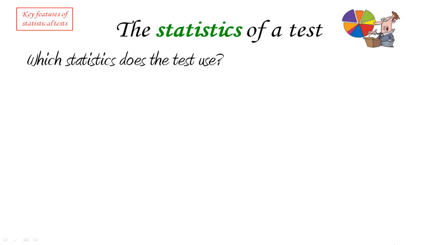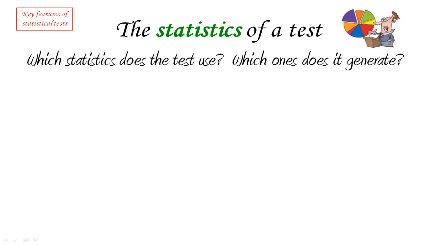First of all, which statistics does the test use? In the number crunching part, although we're not going to look at how the number crunching is done, it may be important to know which statistics are used in the process. But not only that, each statistical test not only produces a p-value, but it also produces in the meantime some other statistics. So we may want to know which statistics this test generates.